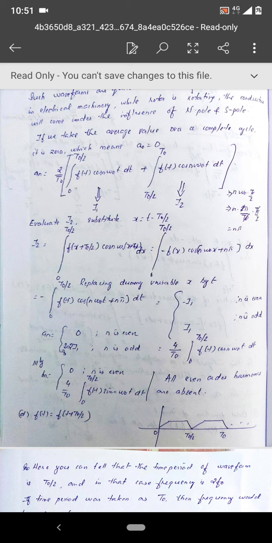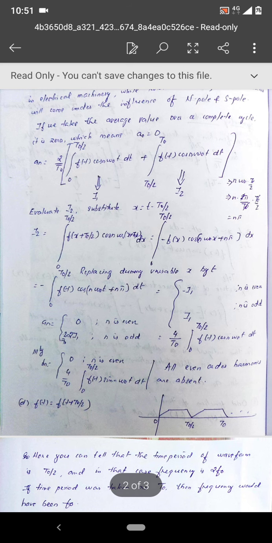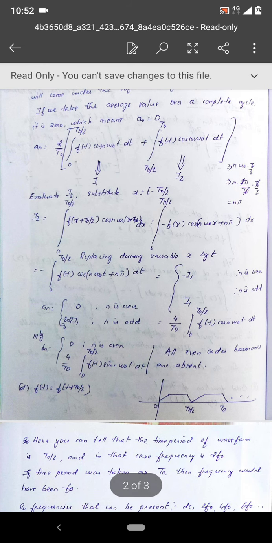So what is n omega naught t naught by 2? I have shown that a little higher on the side: instead of omega naught I can substitute 2 pi by t naught, multiplied by t naught by 2. The t naught and t naught get cancelled, the 2 and 2 get cancelled, and what remains is n pi. So I can substitute that. So that becomes the integration from 0 to t naught by 2 of minus f of x cos n omega naught x, which remains the same, and instead of n omega naught t naught by 2, simply n pi, dx.